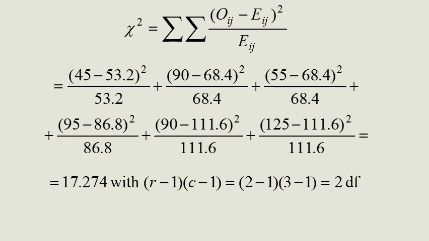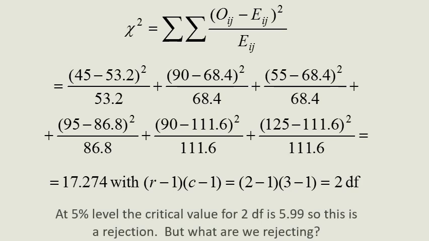I'm not going to draw a picture of the chi-square distribution with 2 degrees of freedom since it was in the previous video. And at 5% level, the critical value is 5.99. And since 17.27 is greater than this, we would reject the null hypothesis. But I haven't even told you what that hypothesis is yet. We'll get into that next.